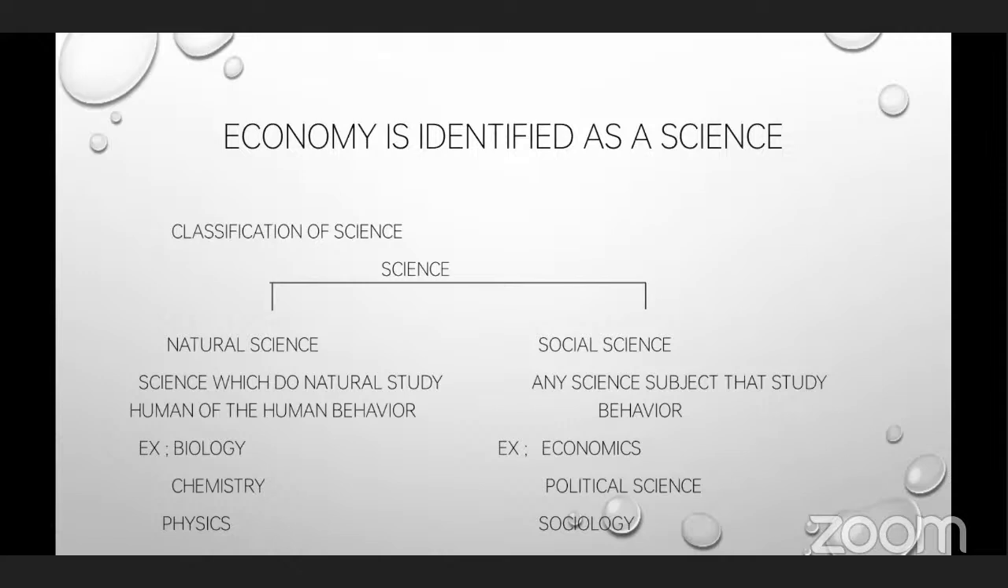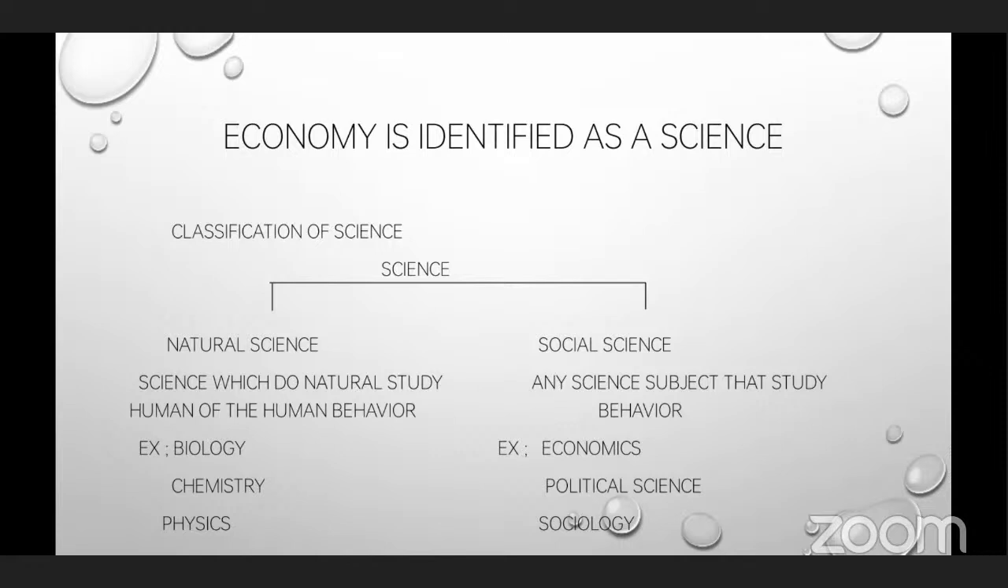Economics is identified as a science. Conclusions and policies in the subject matter of economics are based on a scientific methodology. Moreover, the conclusions provided by the subject of economics are based on the analysis of real information and facts. So, economics is identified as a science. There are two types of science. We will classify them. First one is natural science and the second one is social science.